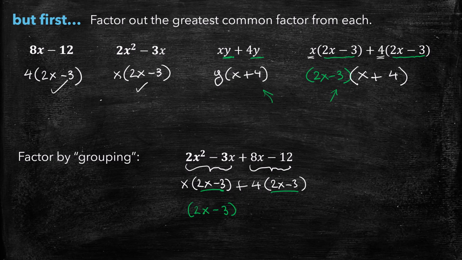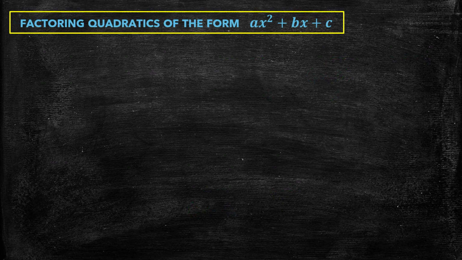And we get 2x minus 3 times x plus 4. And we have factored by grouping. And we will be using this now in the new technique. We finally get to learn the technique to factor quadratics of the form ax squared plus bx plus c, where the leading coefficient is not 1. So this is a, this is b, and this is c.